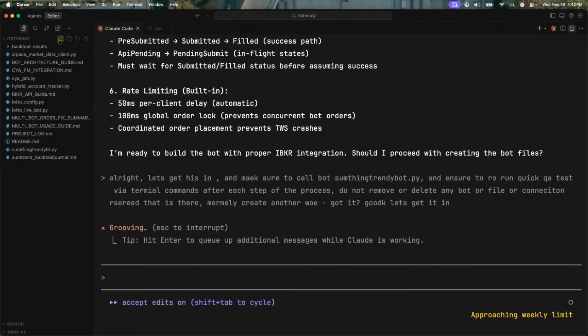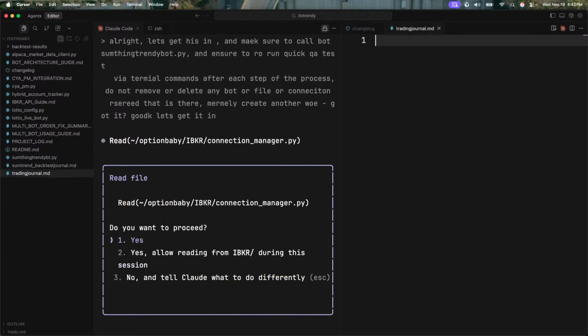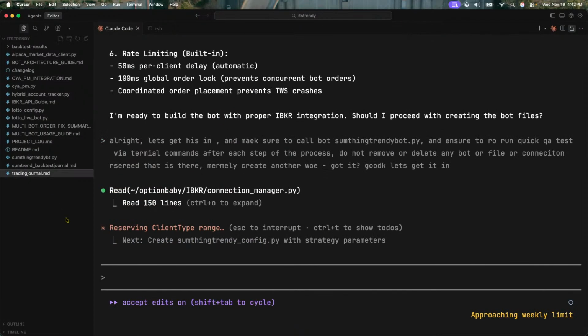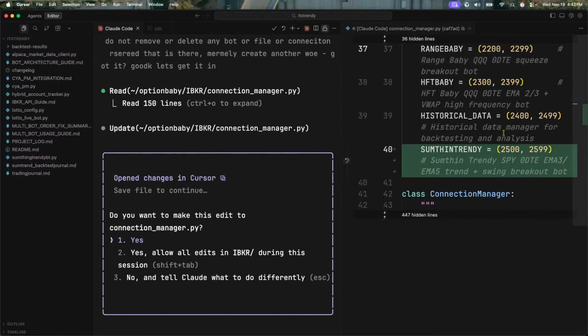Okay. Now we need our change log. Now we need our trading journal, not MD. Oh, I should have brought that over. Oh, you can find it. What else? Okay, beautiful.